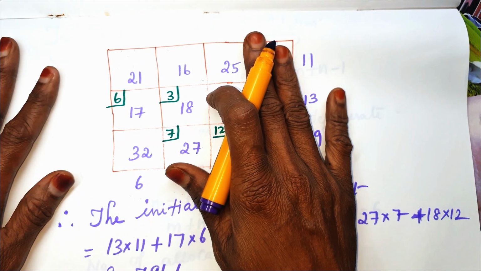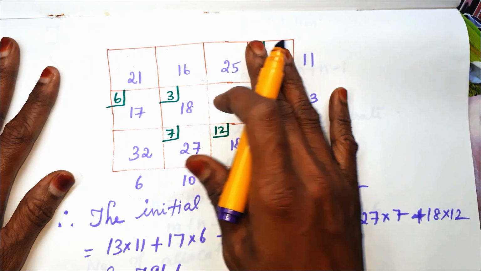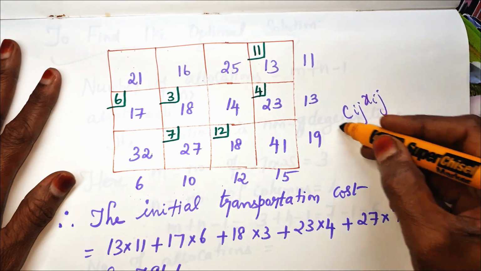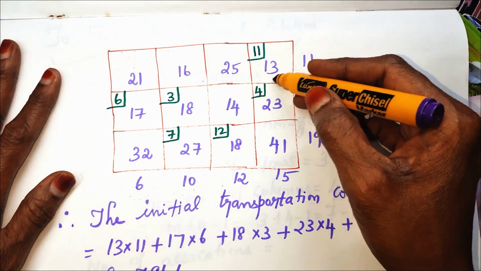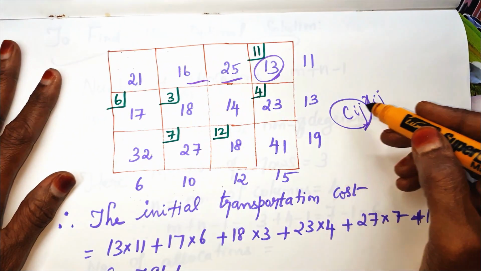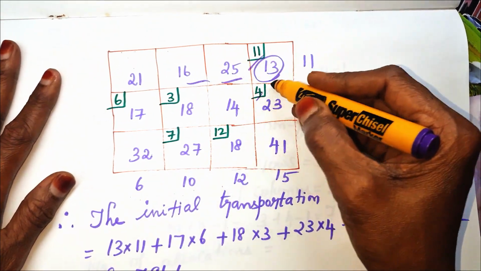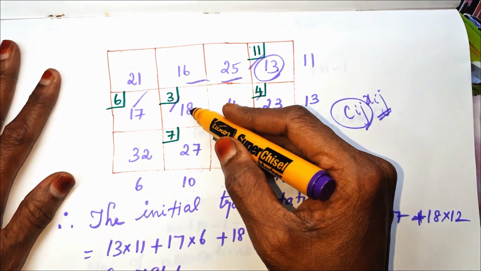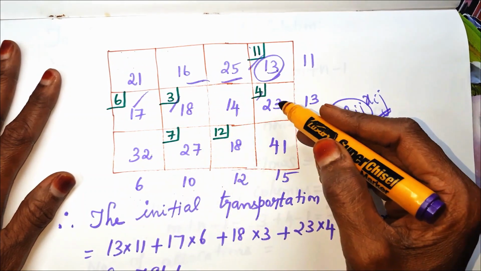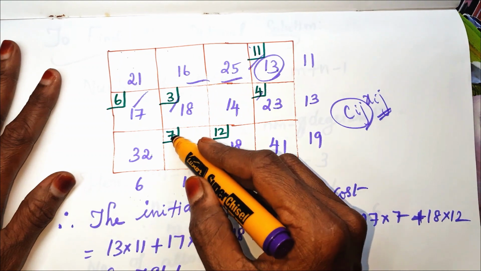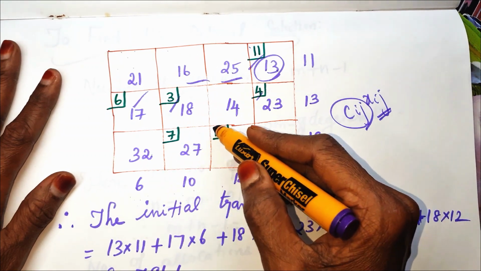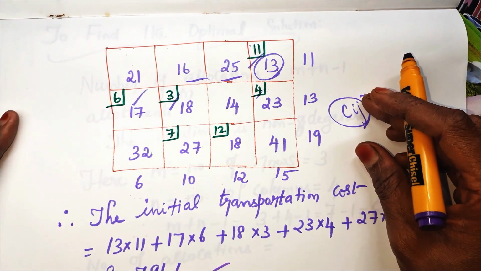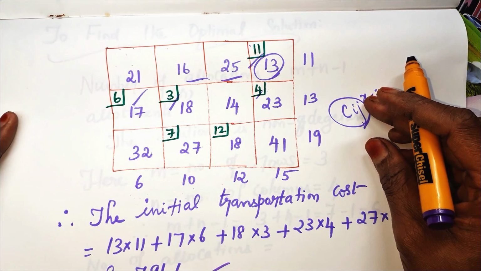After that, we have to write the initial basic feasible solution. How to write it? We have to multiply the allotment and cost. That is Cij into the allotment Xij. Cij means cost given in the problem, these values. Xij means whatever allotments we made here, those values. So 13 into 11, 17 into 6 plus 18 into 3 plus 23 into 4 plus 27 into 7 plus 18 into 12. So on the whole, we are getting the final answer as rupees 796.